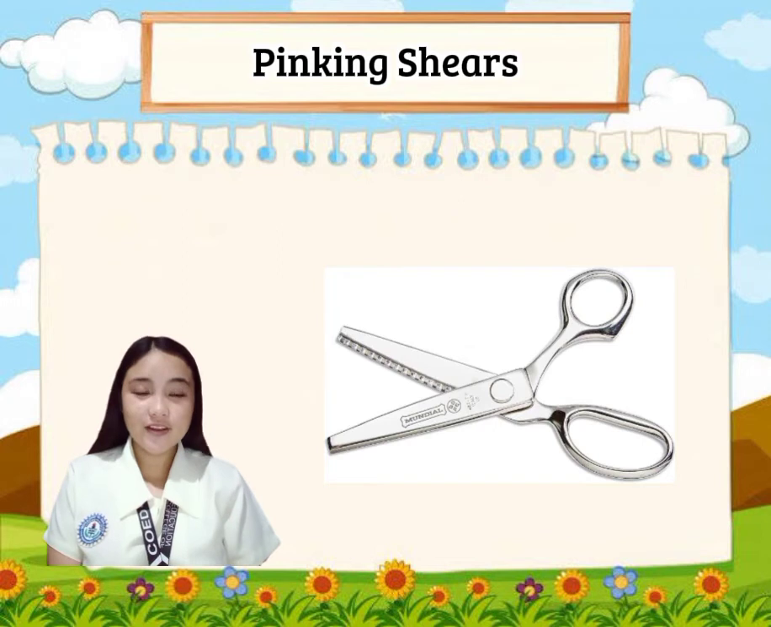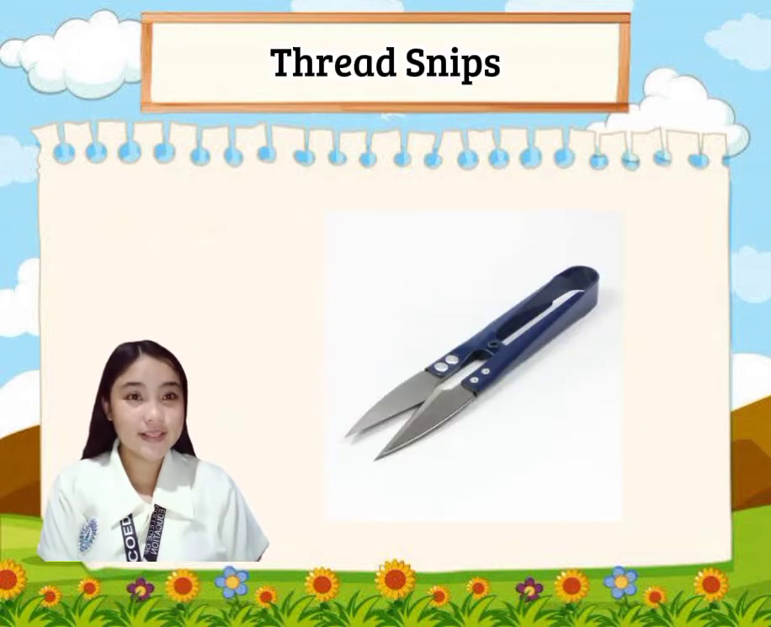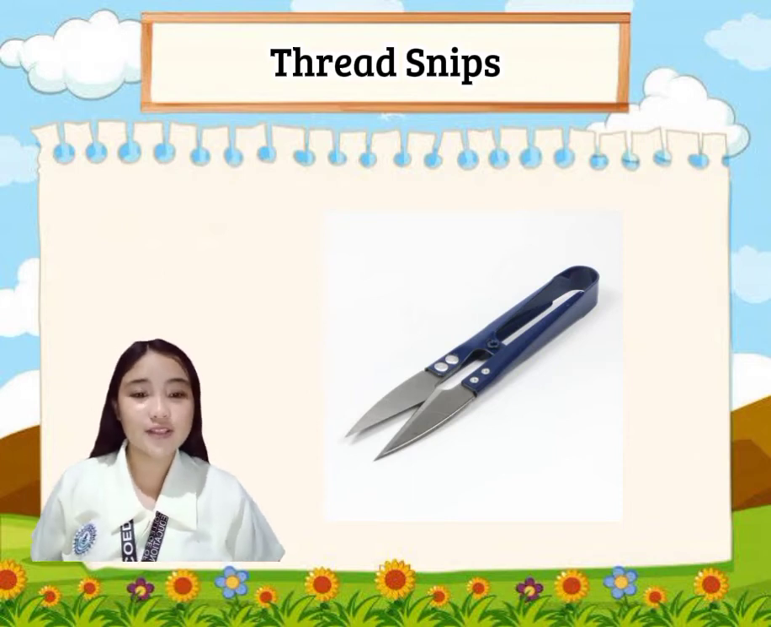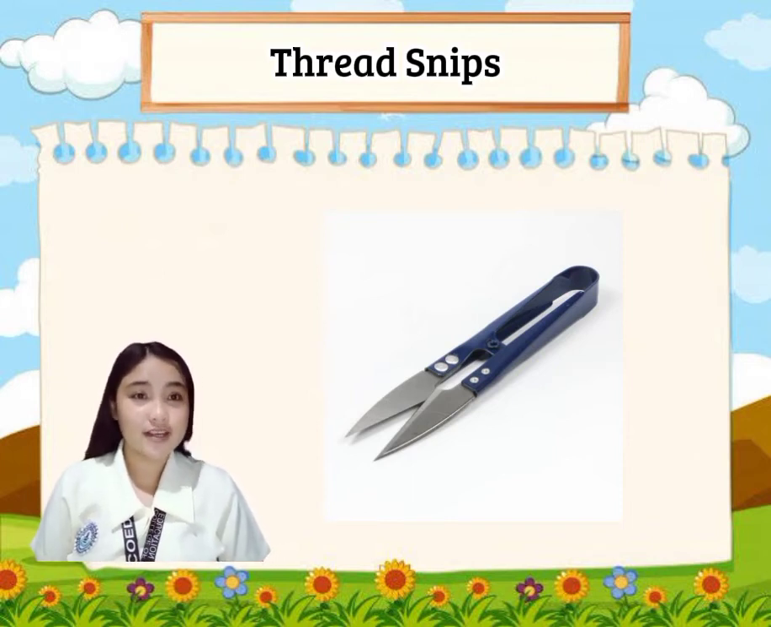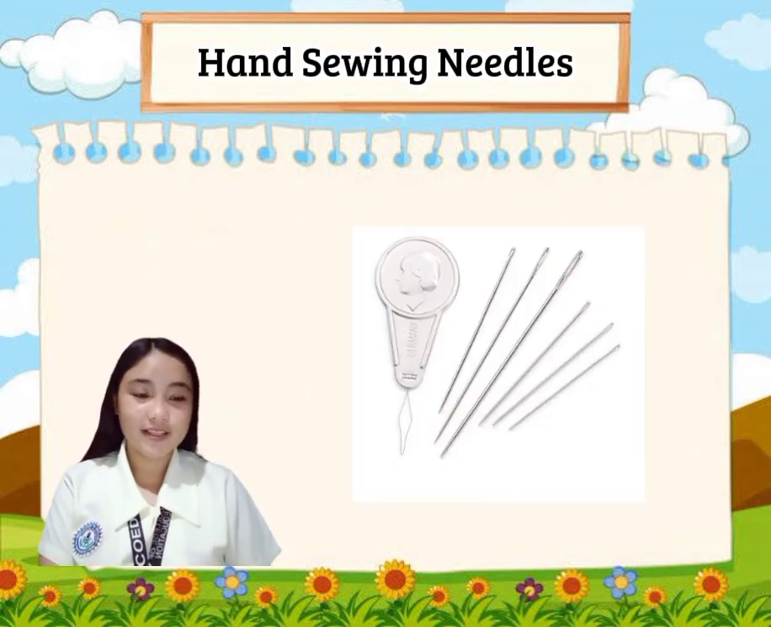Pinking shears. Pinking shears have jagged blades that fit together to cut a sawtooth edge on your fabric. Thread snips. Thread snips used for trimming threads are easy to keep close to your sewing machine for quick access to trim at the end of each seam. Hand sewing needles. Hand sewing needles come in varying sizes with different types of points. The most commonly used hand sewing needles are called sharps.